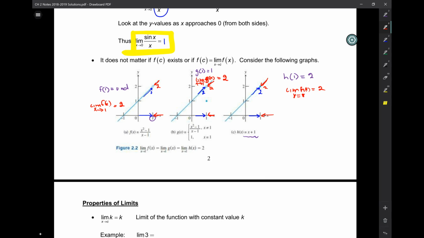Moral of the story, when I'm looking for limits, I couldn't care less what the actual value of the function is. I don't care what f of 1 is. I don't care what h of 2 is. All I care about is where is the function approaching vertically. Okay? What does that say under the limit h of x? It says x equals 1.